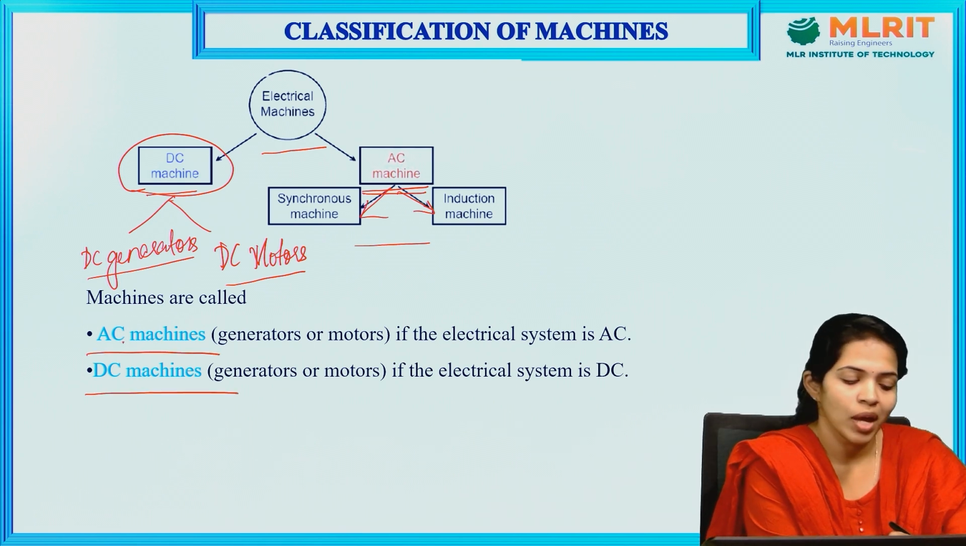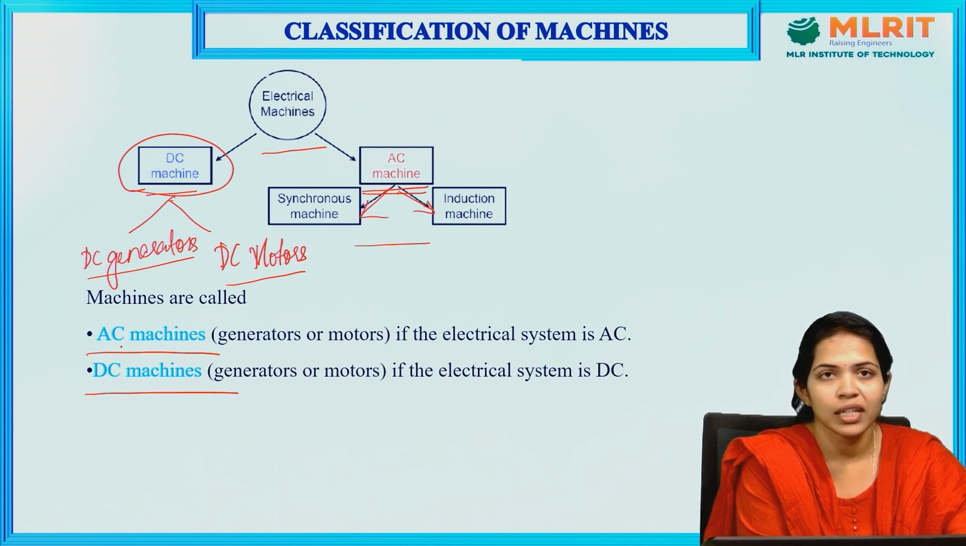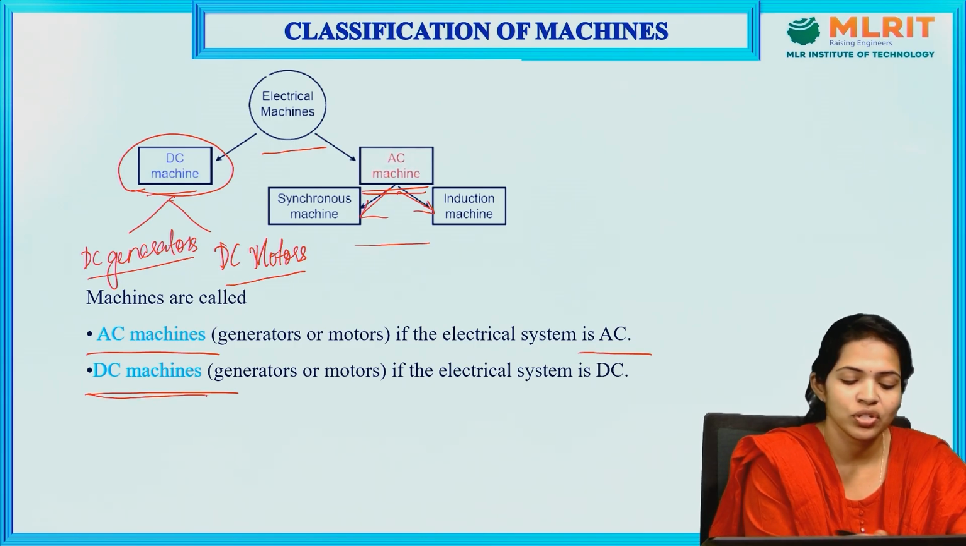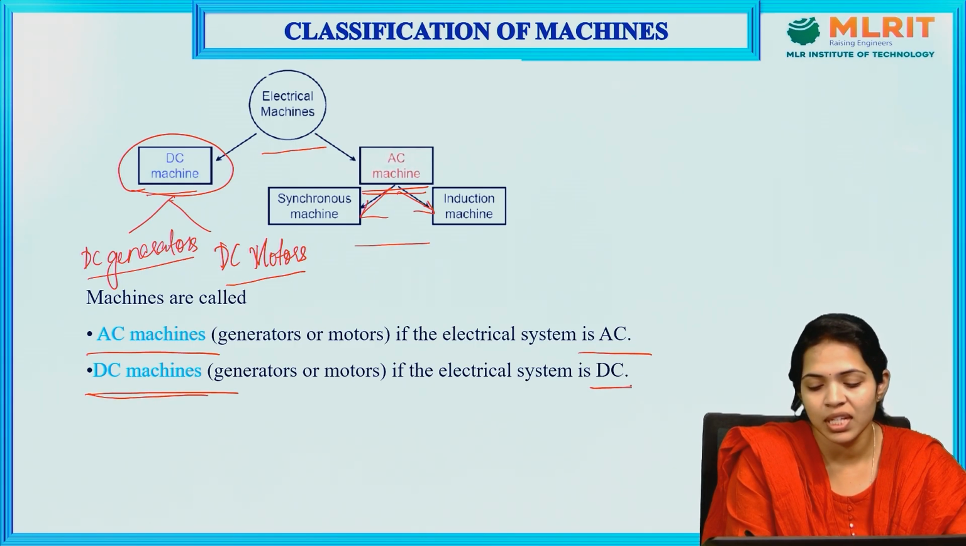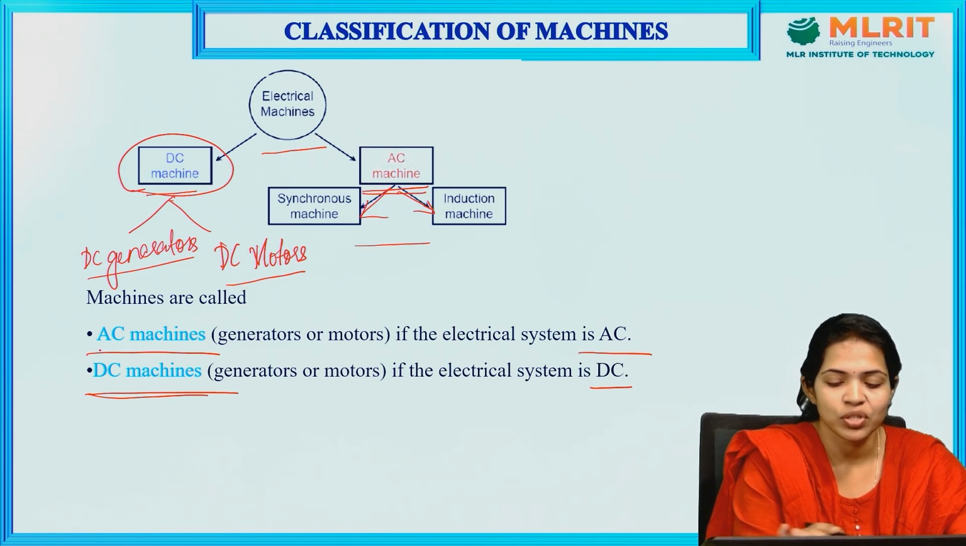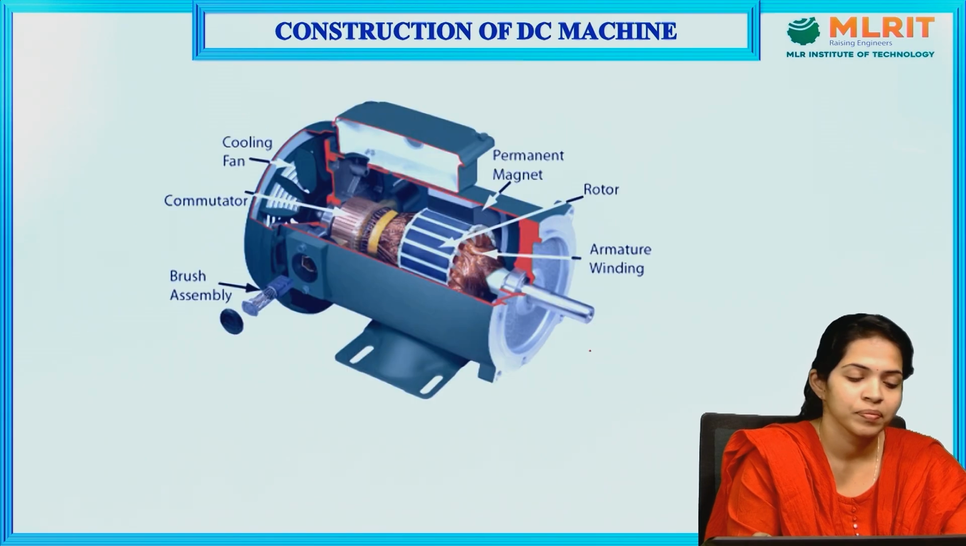We know from the name itself, in AC machines, the electrical system is nothing but the AC alternating system, and in DC machines, the electrical system is nothing but DC. It always deals with direct quantities, and AC machines deal with alternating quantities.